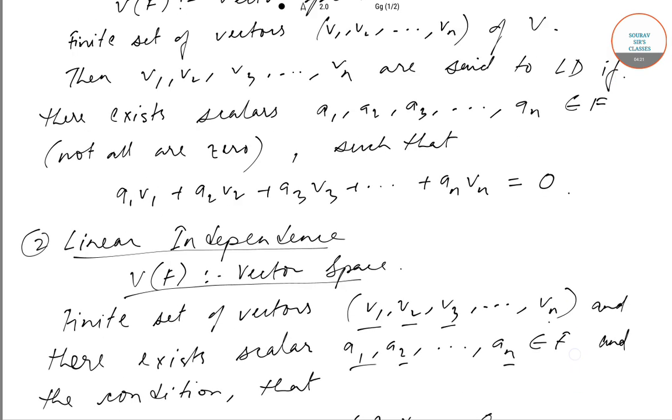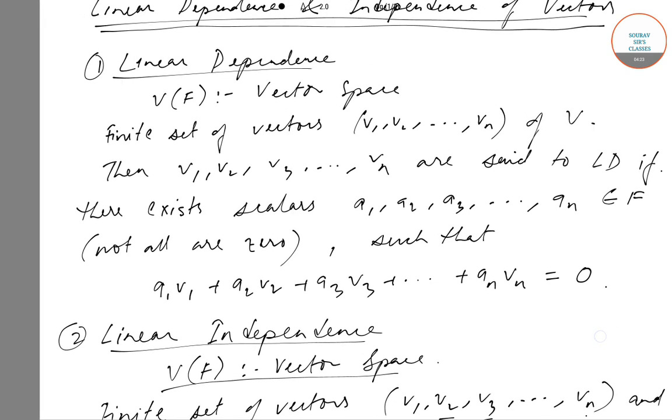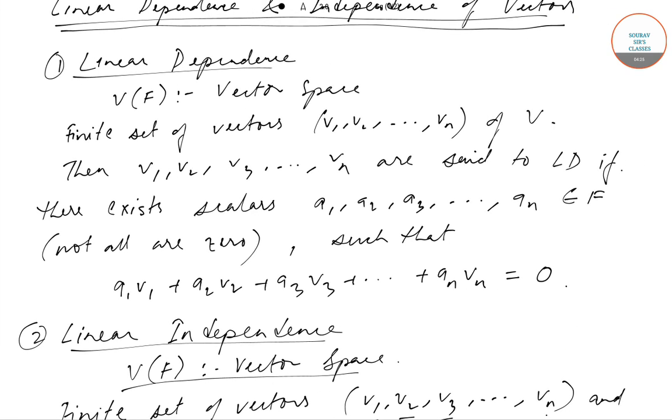So today we have learned about linear dependence and independence of vectors. In our next classes we will be learning about some important theorems on linear dependence and independence.